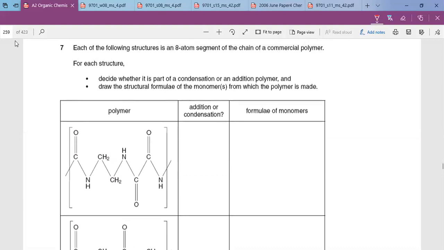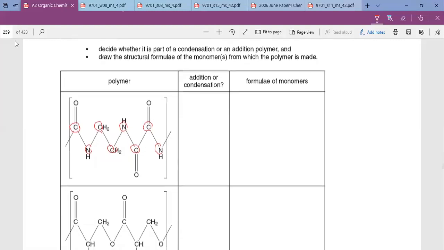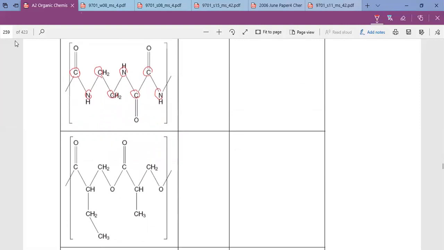This will summarize the whole idea. Each of the following structures is an 8-atom segment of the commercial polymer. Why 8 atoms? 1, 2, 3, 4, 5, 6, 7, 8. That's why it's called an 8-atom segment of the chain of a commercial polymer. You can see it's all 8. If you want to count, I'm going to count for you. You can count yourself. Here 1, but it's not important. 2, 3, 4, 5, 6, 7, and so forth.